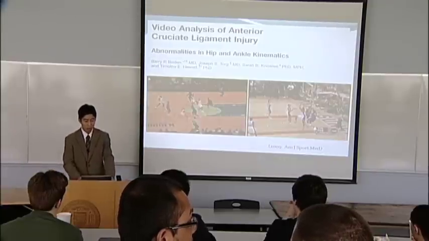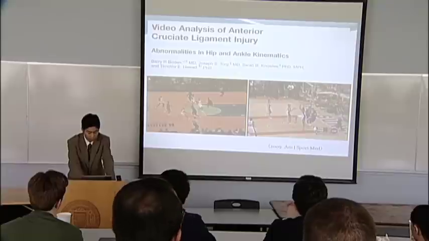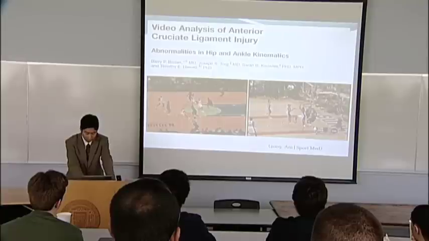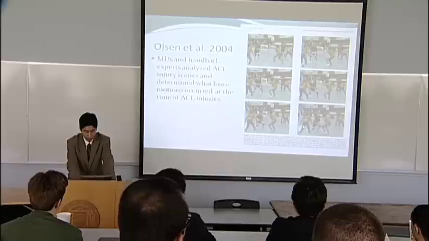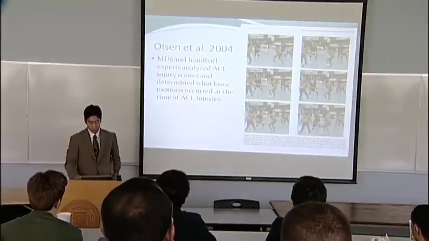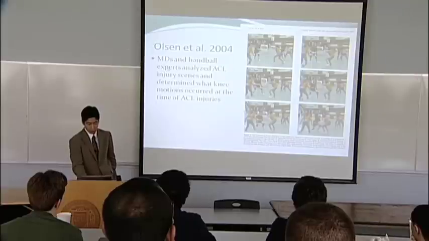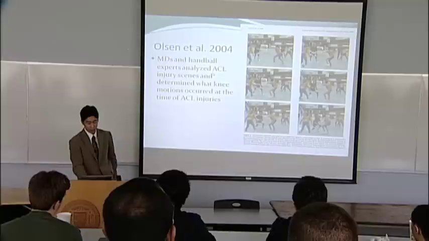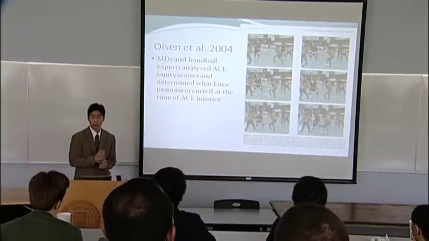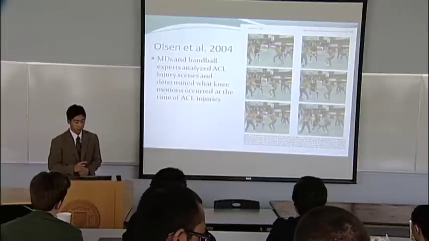So this is an example of video analysis of anterior cruciate ligament injuries. He got injured right after the landing, and researchers examined the position of the body segments. And this is another example done by Olsen. In this study, MDs, medical doctors, and handball experts analyzed ACL injury scenes, and they determined what motion occurred during the ACL injuries.